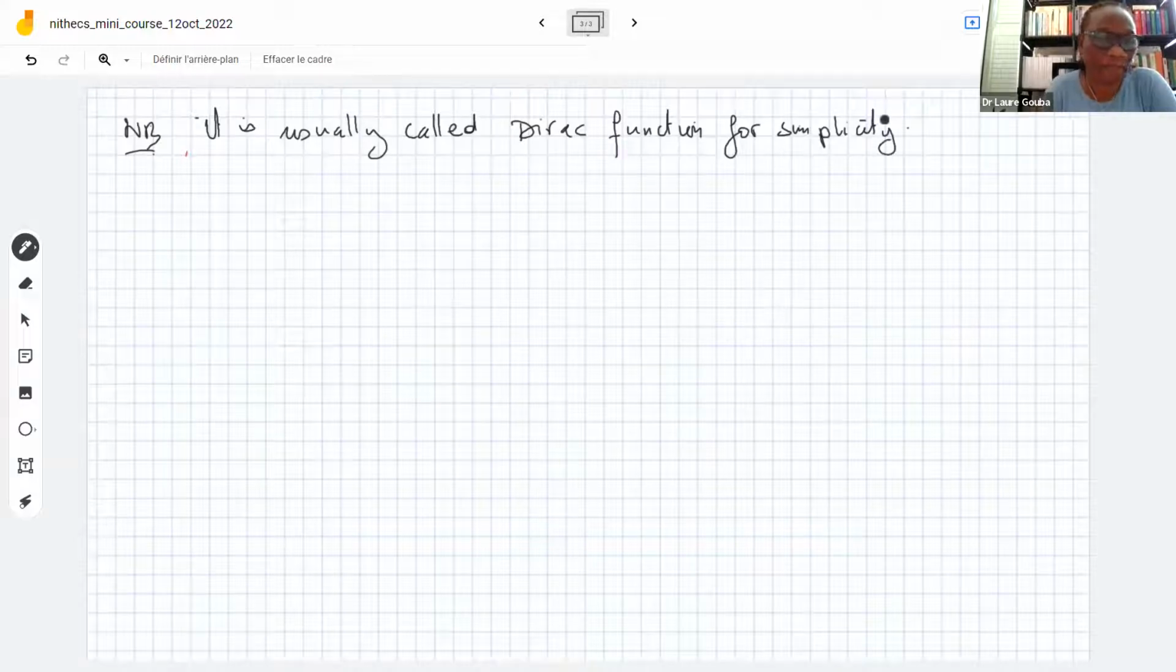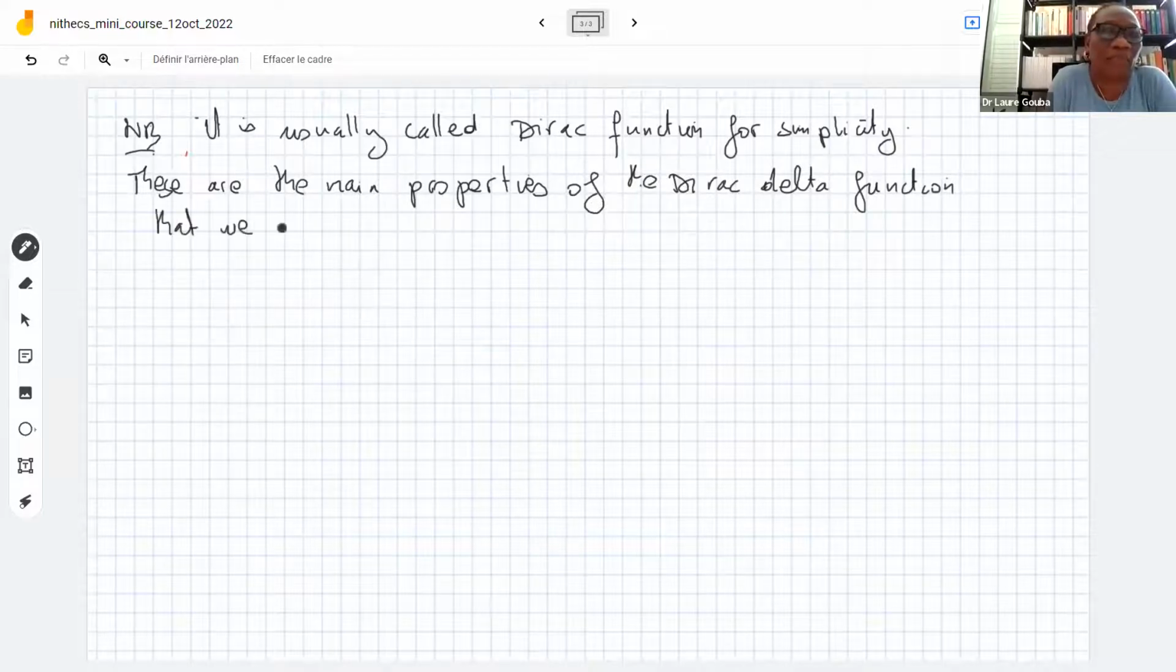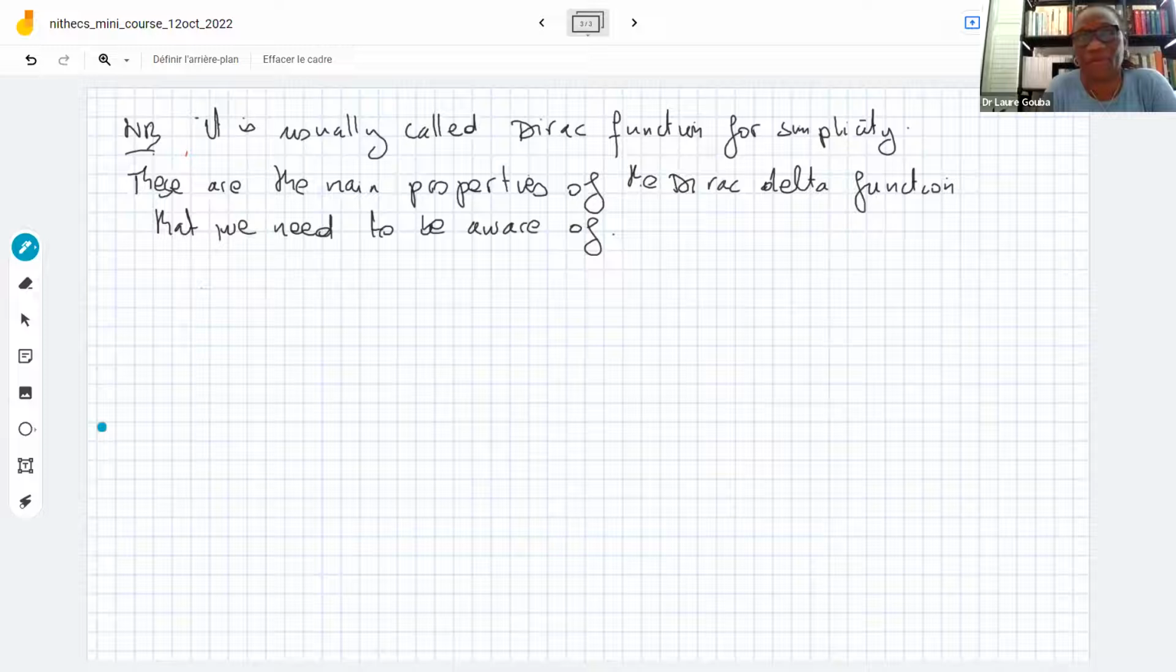Okay. So these are the main properties of the Dirac delta function that we need to be aware of. These are properties that I will be using heavily in what I say next, and also next week.